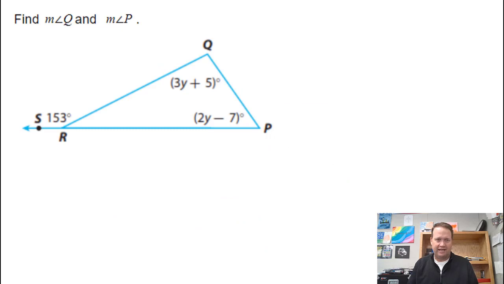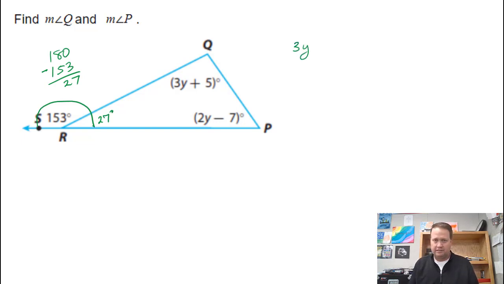Here's another one where we have an exterior angle, and I need to find this one here. So what we're going to do is take it away from 180, right? There's 180 degrees in a straight line. So 180, take away 153, leaves me with 27 degrees. So this angle right there is 27 degrees, and we're going to go ahead and add them up.